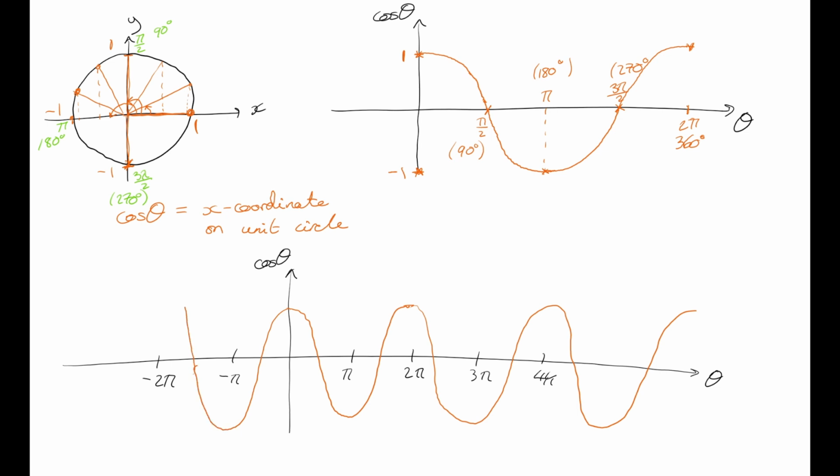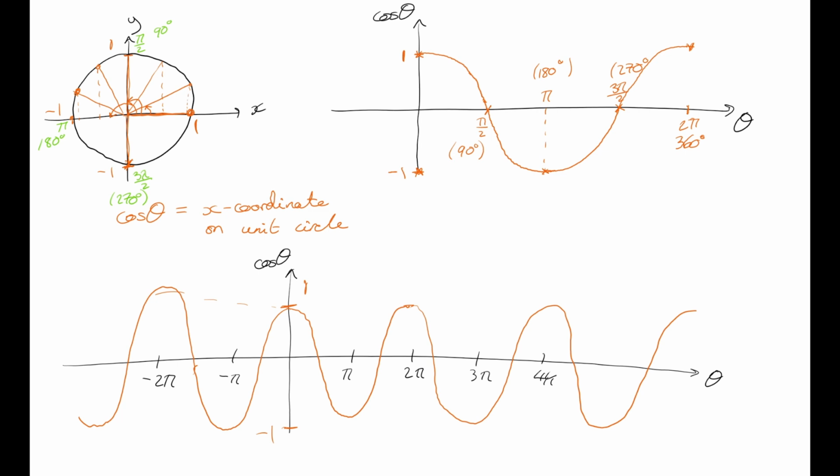So I'll get a graph that looks something like this. And again, I can extend that in any direction. Okay, my drawing is not great. I should have a maximum everywhere of 1 and a minimum everywhere of -1. So this oscillating function is defined by the unit circle as we go round and round in either direction, and it allows us to plot the function of cos theta against theta.